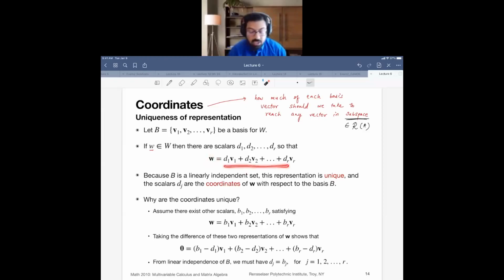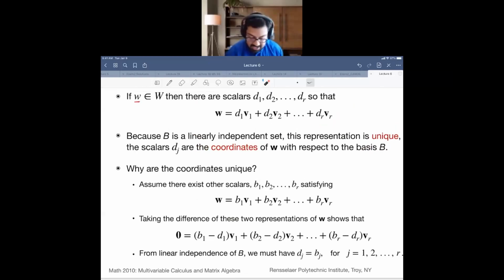There is going to be a unique d1, d2, d3 that will make that happen, because v1, v2, and so on up to vr are linearly independent vectors because they are a basis. So those scalars d1, d2, and so on up to dr are defined as the coordinates of w with respect to the basis B. So in our case, if you have three different bases, we are going to have three different coordinates for that, and we'll try to do that as an example.